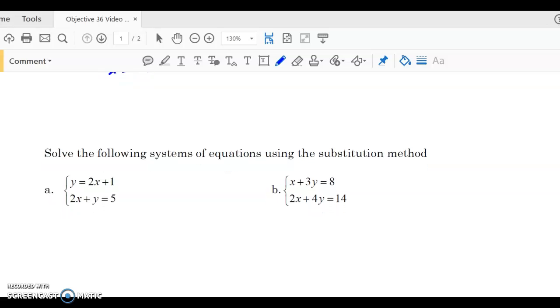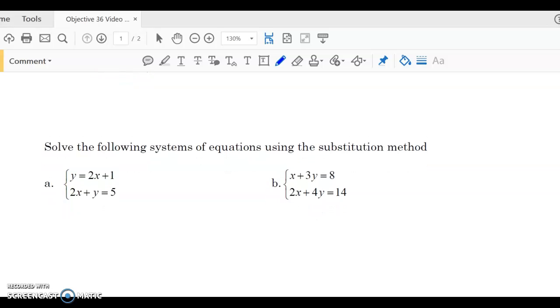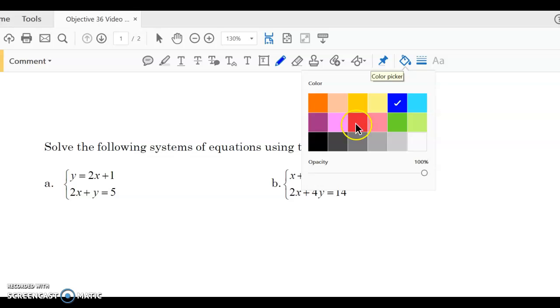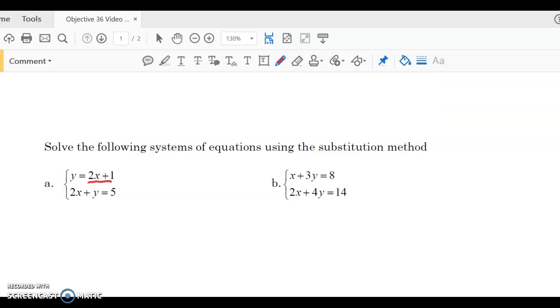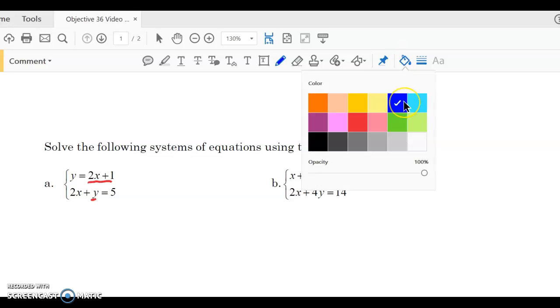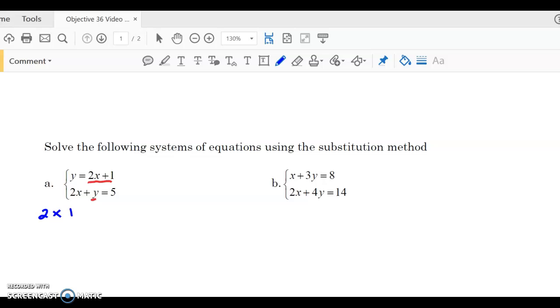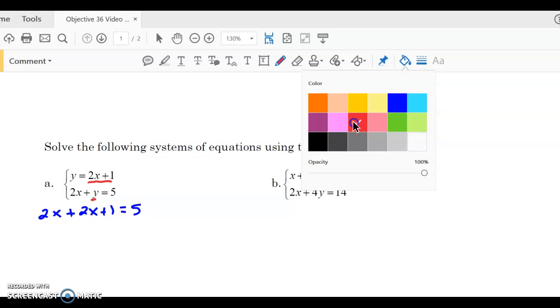What if you had something more difficult? In problem A, we have y equals 2x plus 1, and 2x plus y equals 5. We're going to do something similar. 2x plus 1 is now equivalent to y, so we're going to replace the y with that value. The reason we're doing this is that we want an equation with one single variable. We want all x's in this problem. So you can see I took out the y and replaced it with the expression 2x plus 1. Now we're back to algebra, combining like terms and solving.